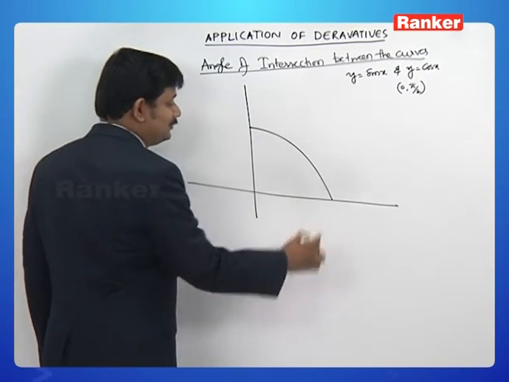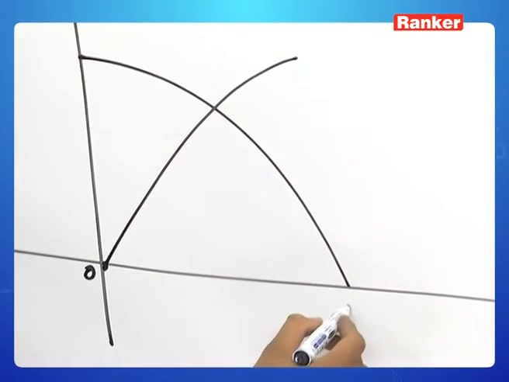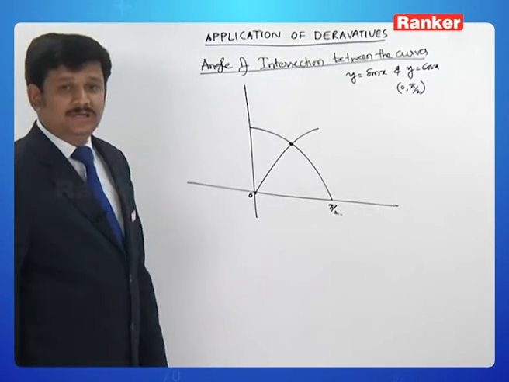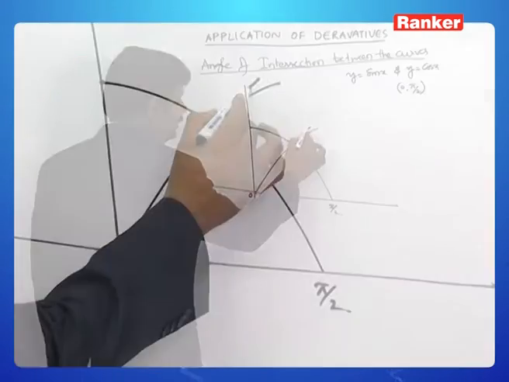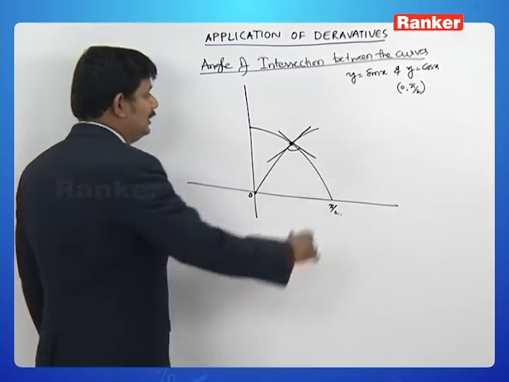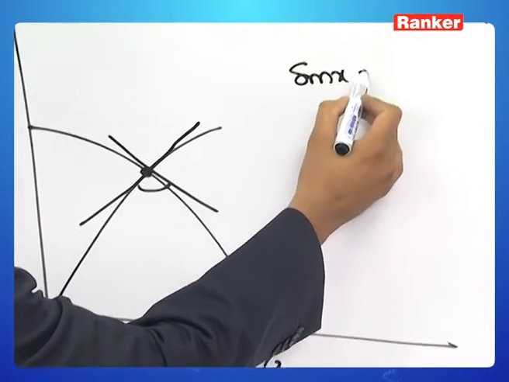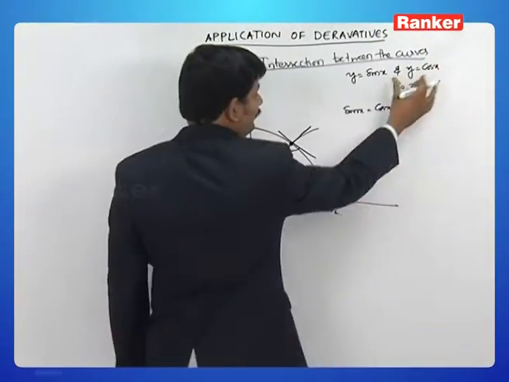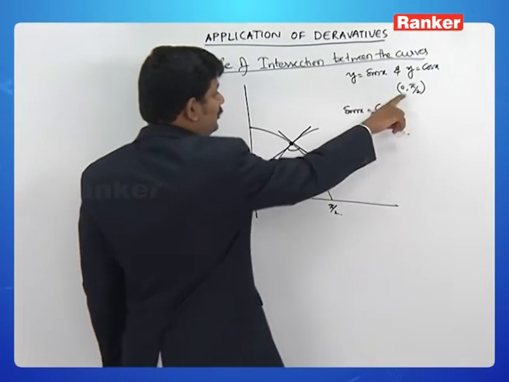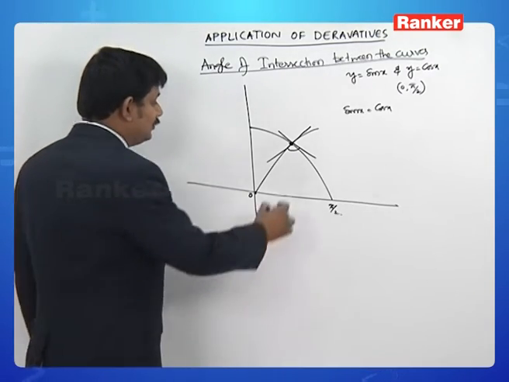Cos x, we know the graph, this is how it would be, and sin x graph, it varies from 0 to 1, and both of them intersect in between, and we are asked to find angle of intersection of these two curves, that is angle between the tangents at the point of intersection. So, first and foremost we need to find the point of intersection. Both the curves meet when sin x is equal to cos x. And between 0 to pi by 2, sin x is equal to cos x when tan x is 1, that is when x is pi by 4.